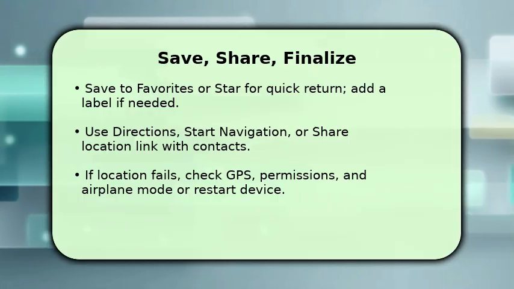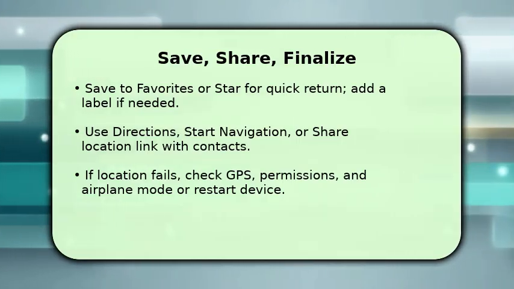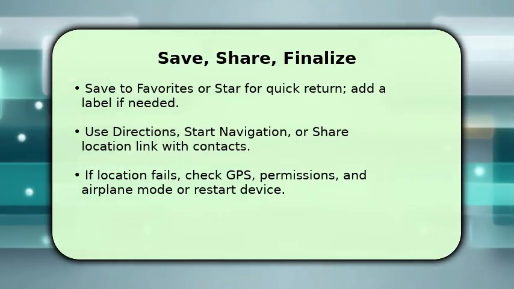If the app won't show your location, check the GPS toggle, app permissions, and that airplane mode is off. Restarting the device or toggling location off and on typically resolves most tracking issues.